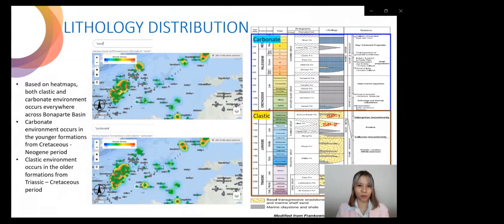In terms of whether we are in a clastic or carbonate environment, the heat feature in ElasticDocs actually helps in showing the distribution of sand and carbonate across the basin. It turns out when I search for sand or carbonate, both lithologies actually occur everywhere. This can be supported by the stratigraphic chart over here, where the carbonate environment occurs in the younger formations from Cretaceous to Neogene period, whereas the clastic environment occurs in the older formations from Triassic to Cretaceous.